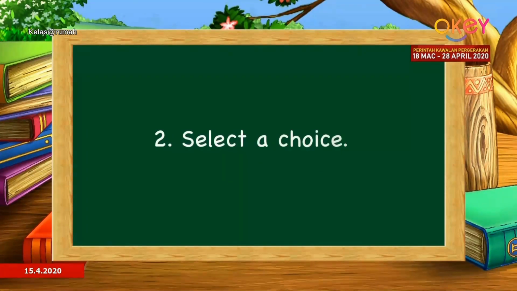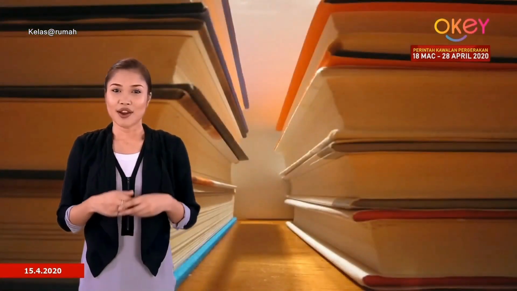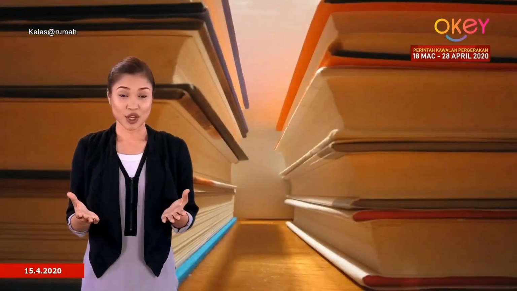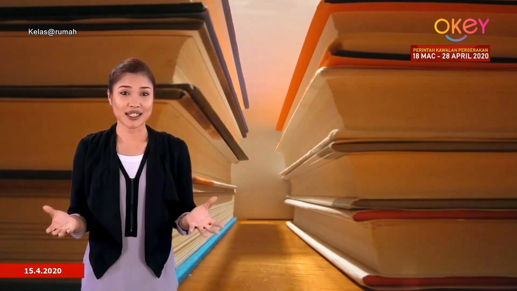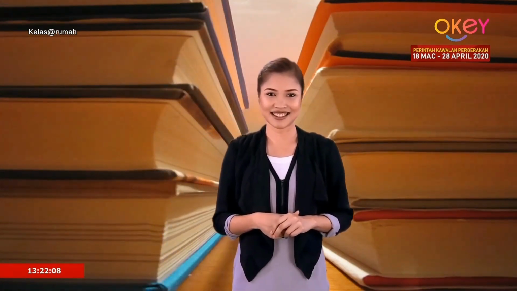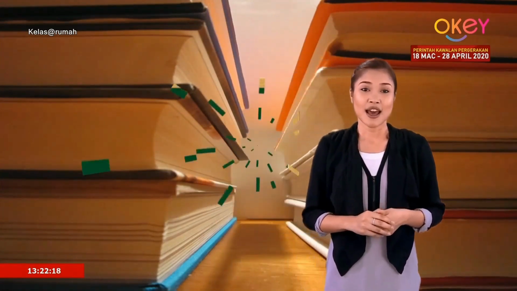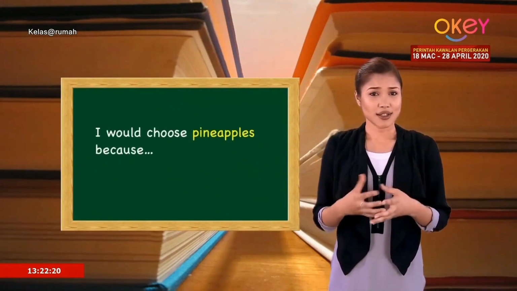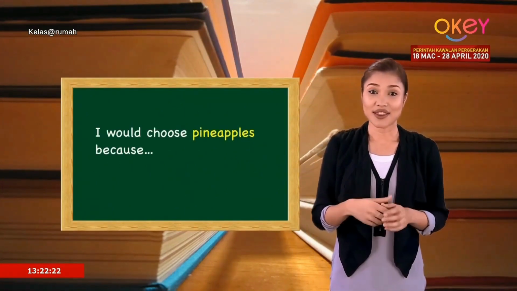Number 2, select a choice. First things first, there are no right or wrong answers. You may pick any option provided that your reasons for your choice are convincing. So pick a choice that you feel comfortable writing about. Let's say I prefer to write about pineapples. So this is the first sentence I would write. I would choose pineapples because... Now I have to think of a reason to support my choice.